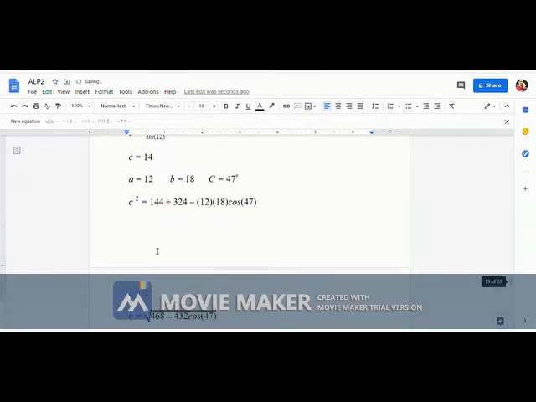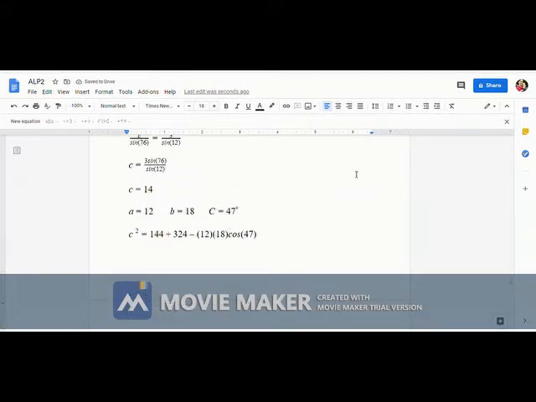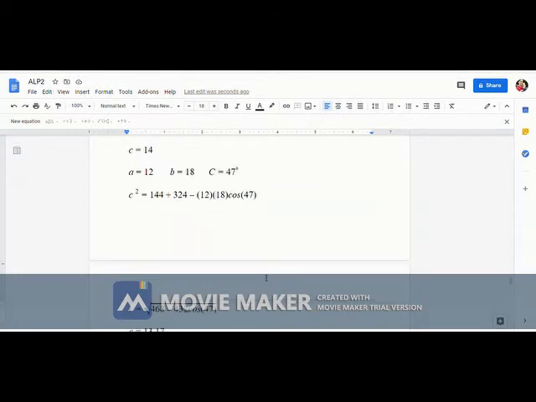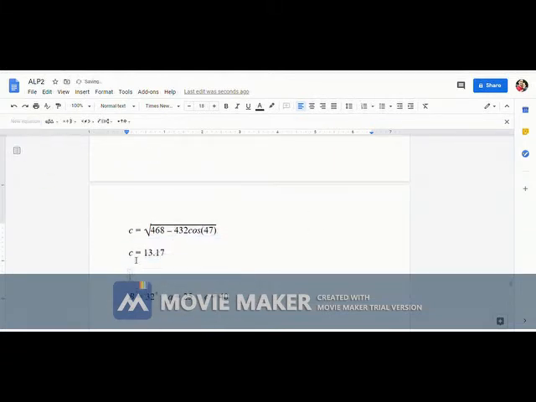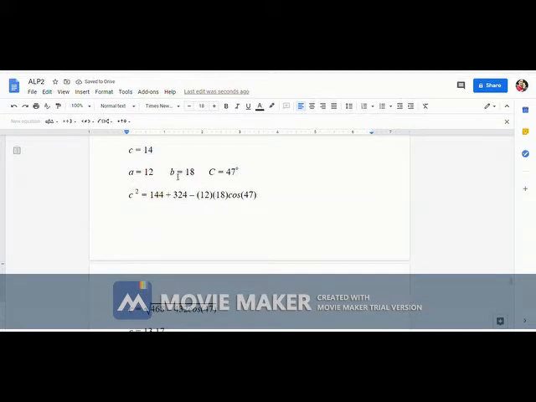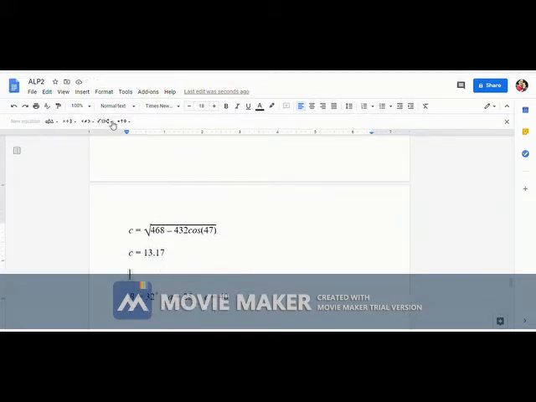Alright, and now we have two sides, an angle and the side opposite that angle, so we can now use the law of sines to finish out this triangle to find those two missing angles that are opposite side A and side B. So we'll find angle A first. Sine A over 12 equals sine 47 over 13.17.